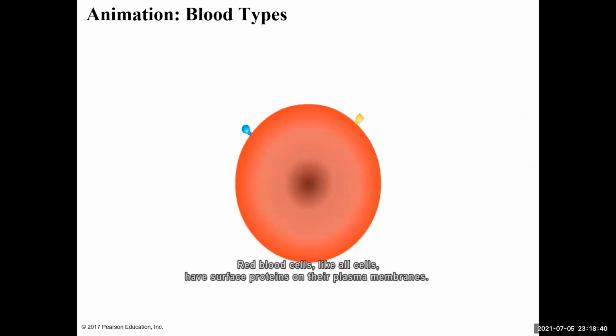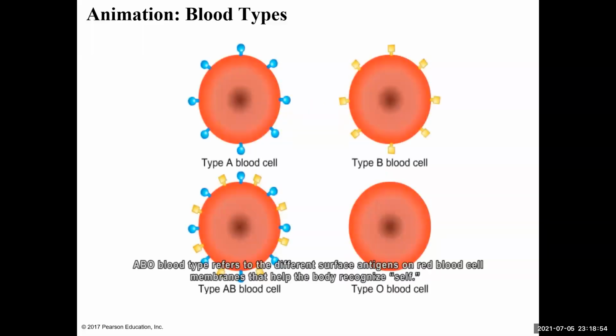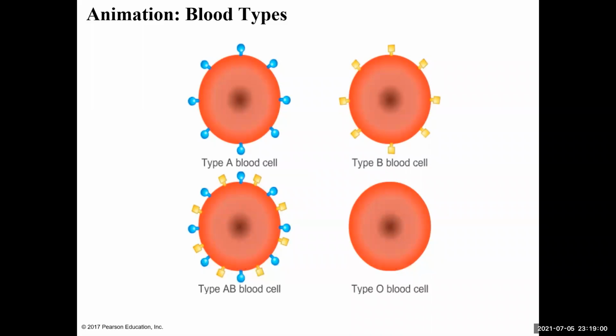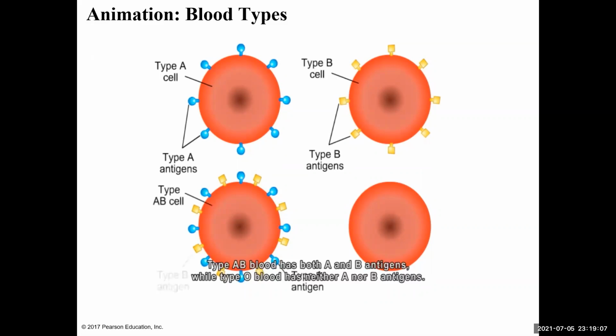Red blood cells, like all cells, have surface proteins on their plasma membranes. Surface proteins, commonly referred to as antigens, help the body recognize self versus foreign cells. ABO blood type refers to the different surface antigens on red blood cell membranes that help the body recognize self. Type A blood has A antigens. Type B blood has B antigens. Type AB blood has both A and B antigens, while type O blood has neither A nor B antigens.